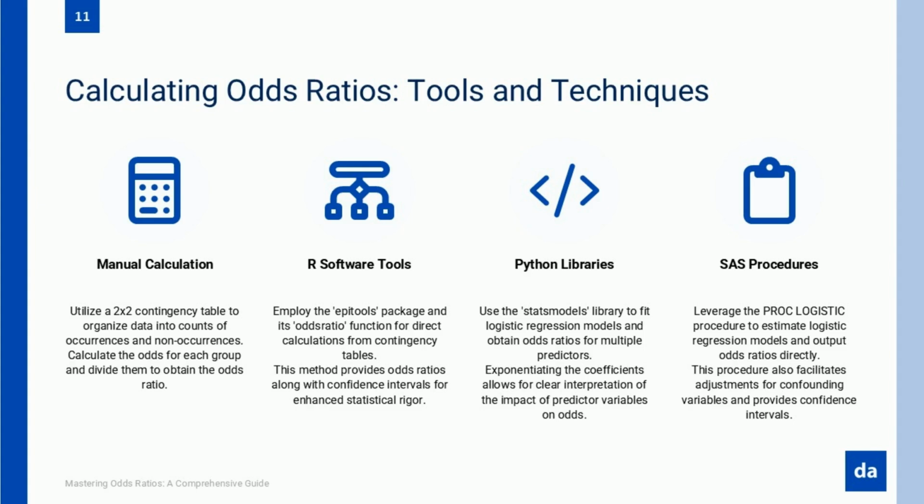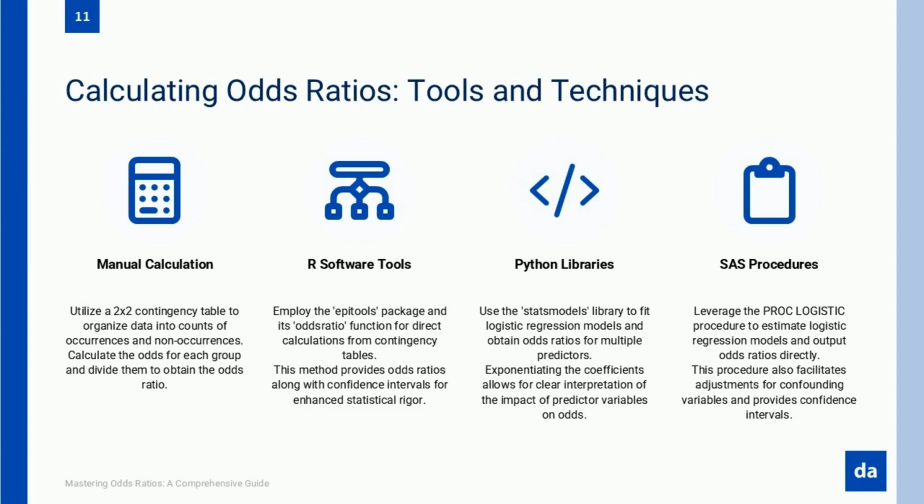Enter the world of statistical software, where efficiency meets precision. Popular platforms like R, Python, and SAS have revolutionized the way we handle odds ratio calculations. In R, for instance, the epitools package offers the oddsratio function, which can be applied directly to a contingency table. This not only yields the odds ratio, but also provides confidence intervals, adding a layer of statistical rigor to your analysis.